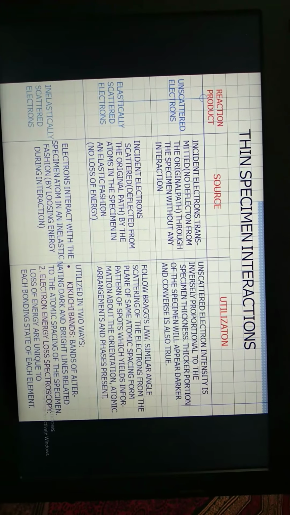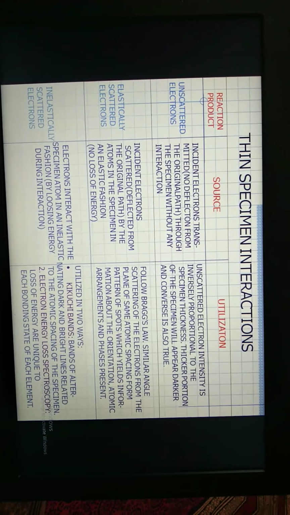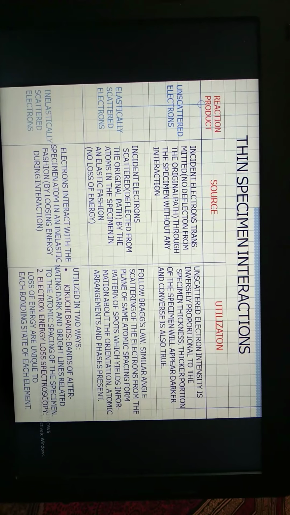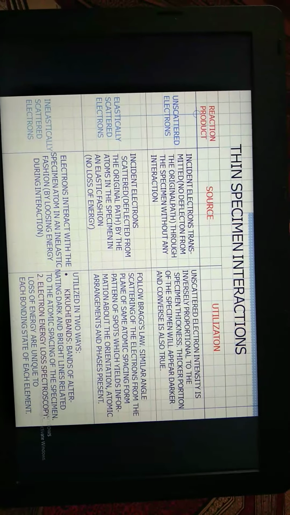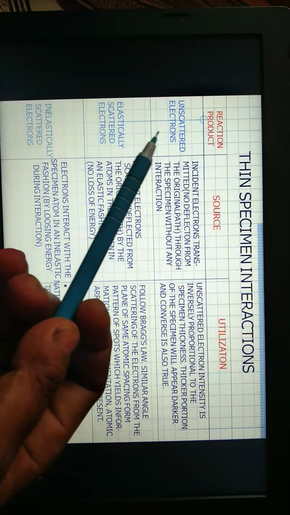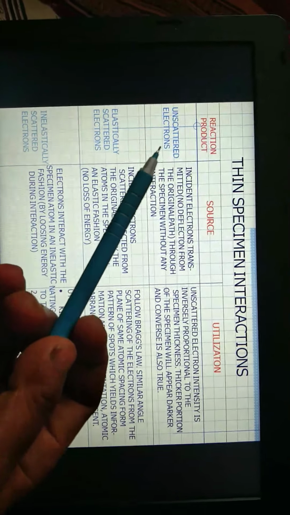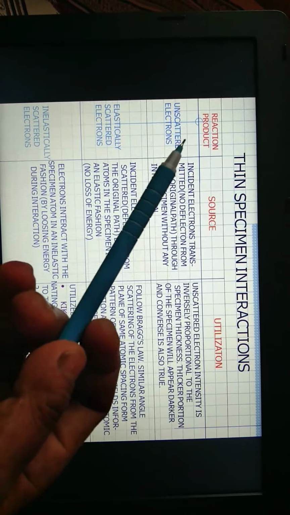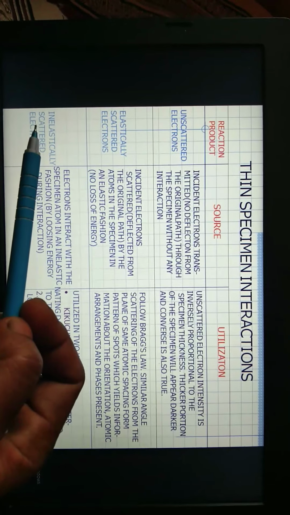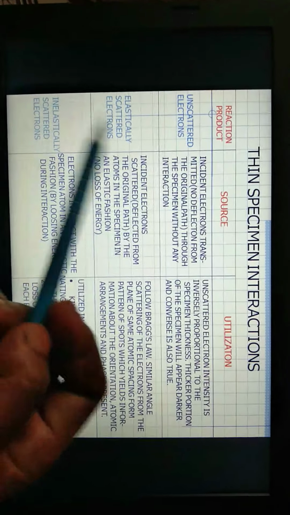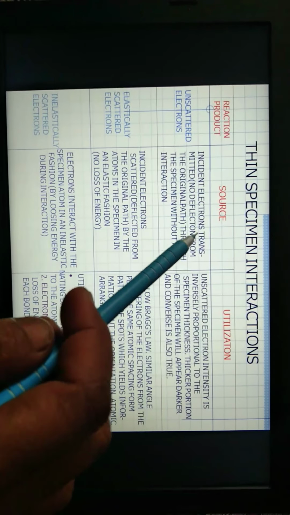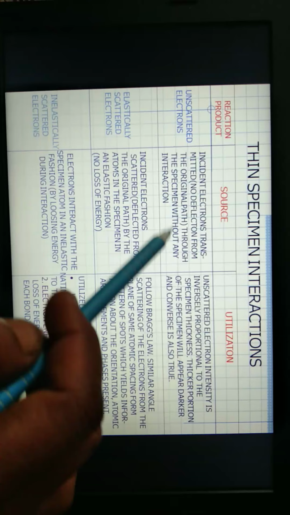This information is received when the electron microscope gives an electron beam of highly energetic electrons and they strike the sample. So there are three kinds of reaction products, that is, the beam interaction and utilization we are having over here. In this, the beam interaction with the specimen gives you unscattered electrons, elastically scattered electrons and inelastically scattered electrons.